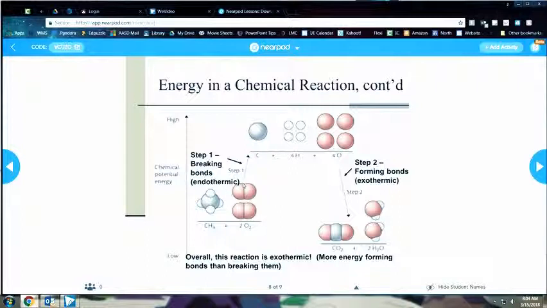And so what we're going to do is we're going to add in energy. And so the energy is increasing, it's going up. We're going to add in energy and we're going to break these bonds apart. So this step 1 is an endothermic process. So we're breaking those bonds apart.